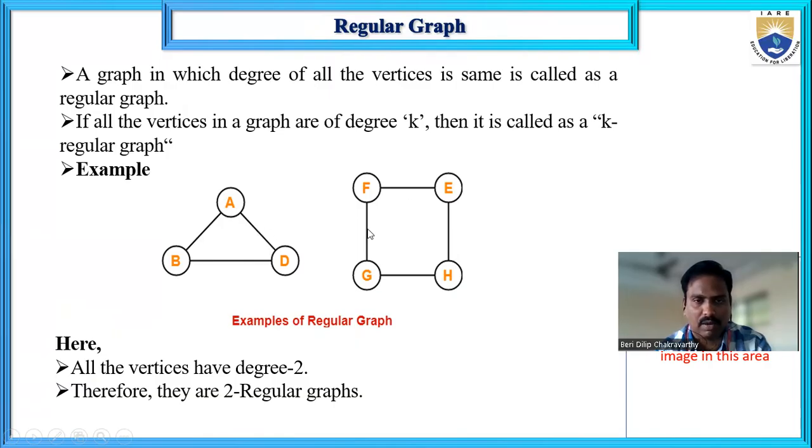So for this graph also, observe here. For F, two edges are connected. For G, two edges are connected. For H, two edges are connected. For E, two edges are connected. So all the vertices have degree 2, and therefore we call it a two-regular graph.